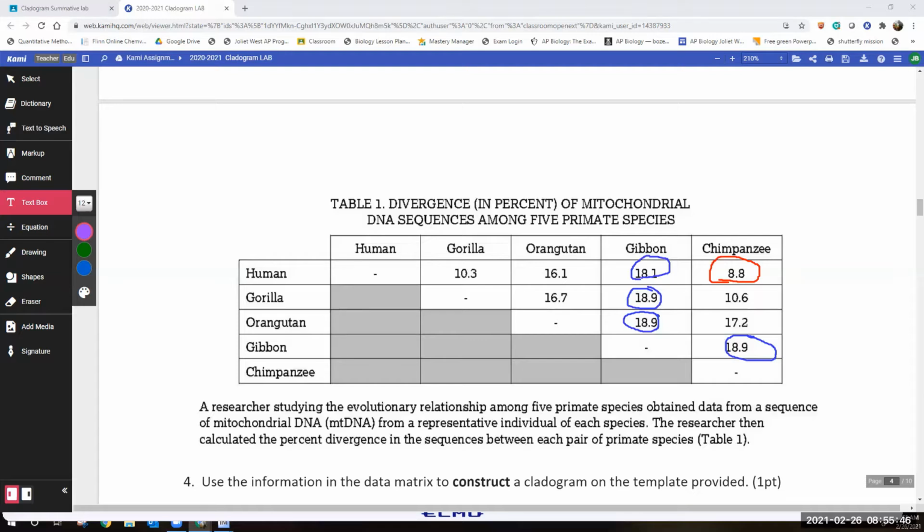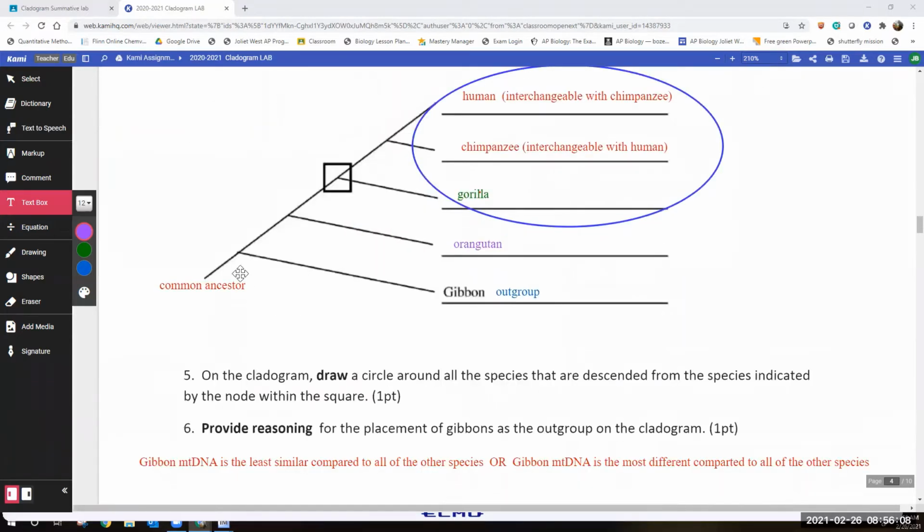So high numbers are going to show a more distant evolutionary history because it's going to have more differences. Notice that all of those numbers in blue are associated with comparisons to the gibbon. So the gibbon is the most dissimilar in its mitochondrial DNA compared to the other primate species. Because of that, we know it's the outgroup. The outgroup is always going to be the most dissimilar organism.